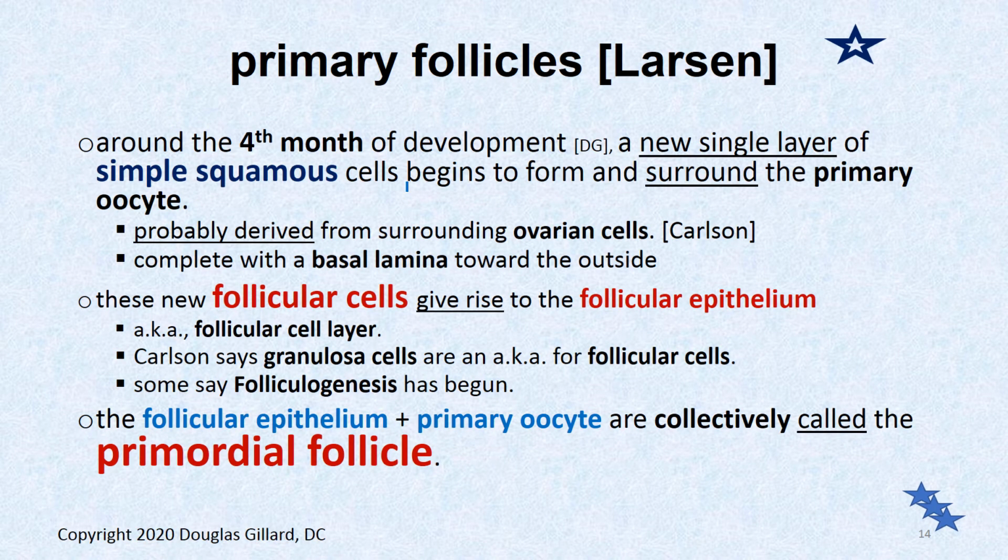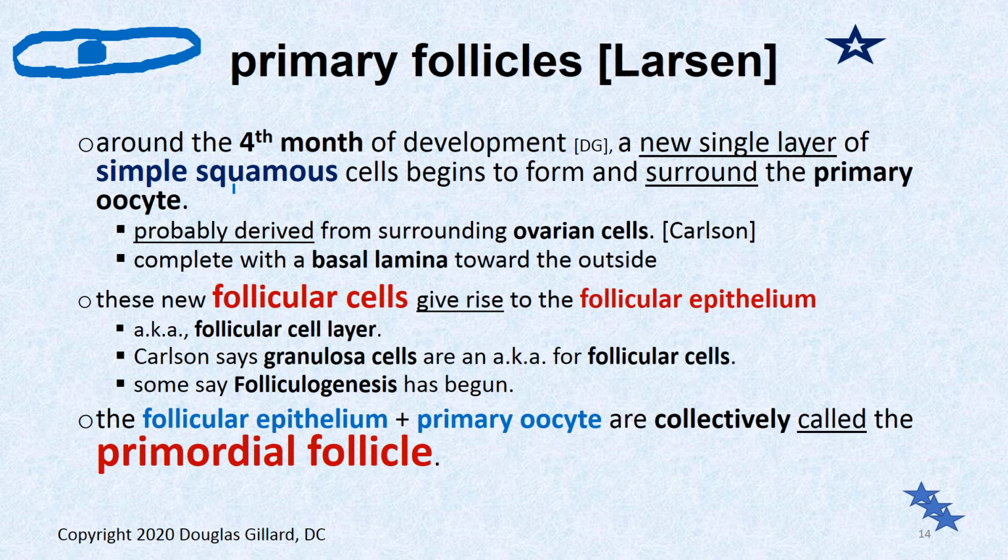All right, now let's meet a follicle. Here's our first follicle. This is a little confusing too, and the authors don't agree. So about the 4th month of development, a single new layer of simple squamous cells appears, and you've had histology, so I think you know squamous cells means flat. The cells are flat. So we get a single flat layer that's called simple. Simple means that it's only one layer, and squamous means it's flat. So we get a flat layer, a single layer of cells around the primary oocyte.